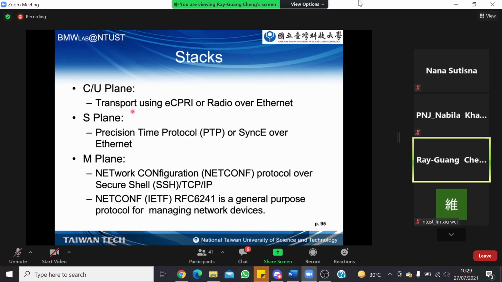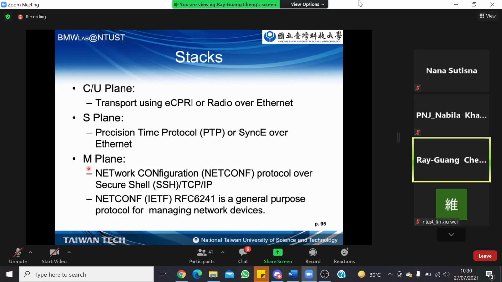CU, the most important part actually is the CU. They transmit the data. Actually, this is a transport protocol. They just use eCPRI over or radio over Ethernet to transmit the IQ signal from C plane and U plane. S plane, they provide PTP or Sync Ethernet over the Ethernet. PTP is a precision time protocol.